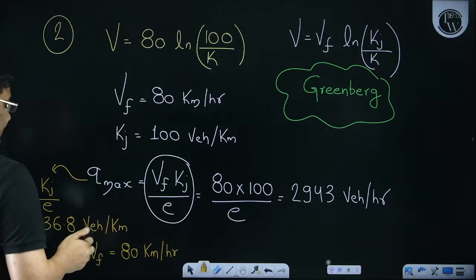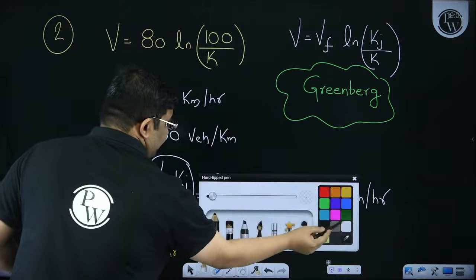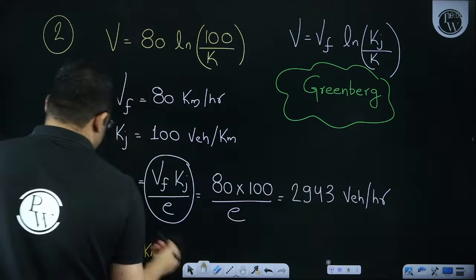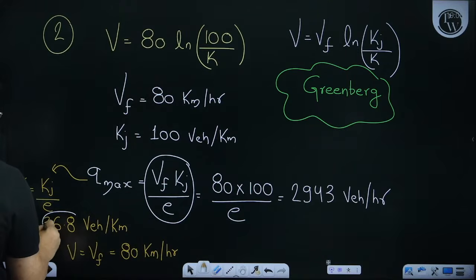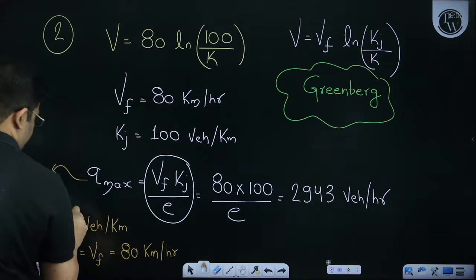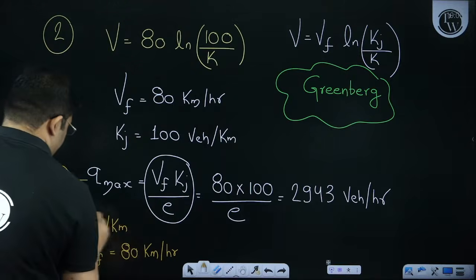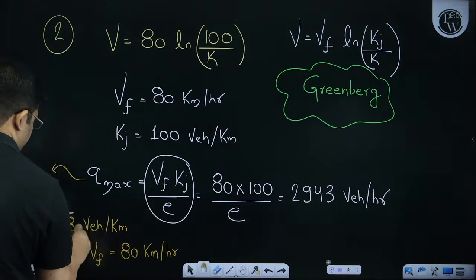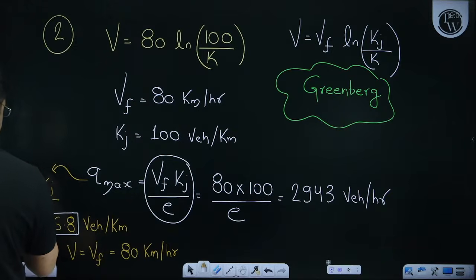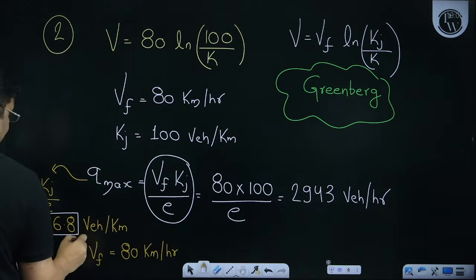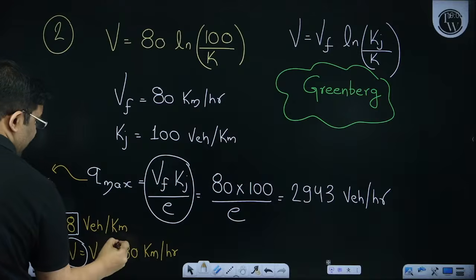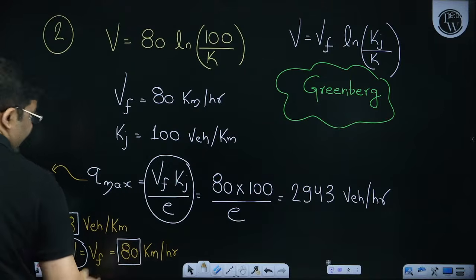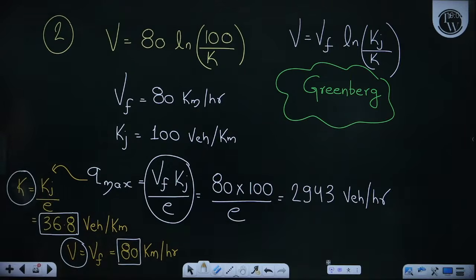Yes. So you can see that here at maximum flow condition, I can find out the density Kj by e. They can ask this also. And then, so density is Kj by e and speed is how much? Speed is your 80 km per hour.